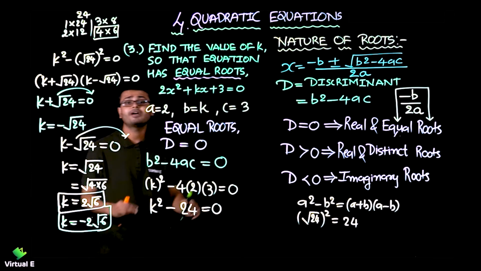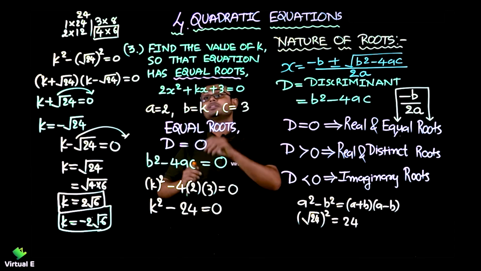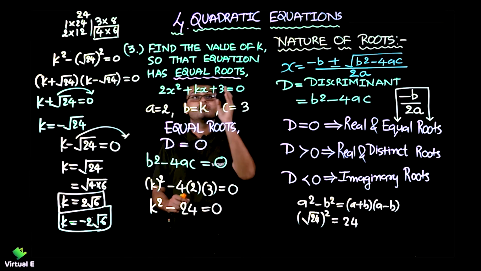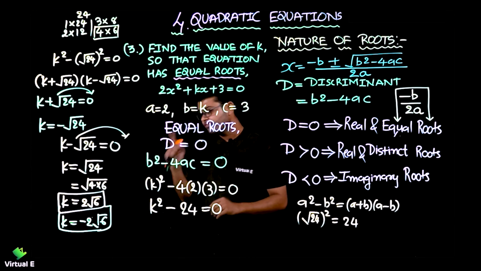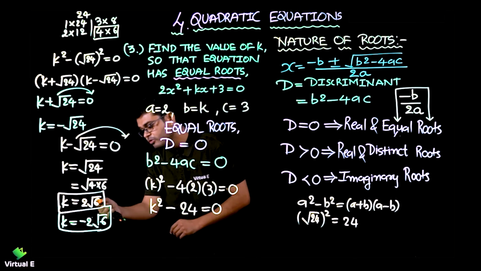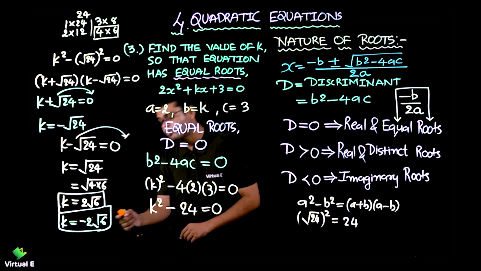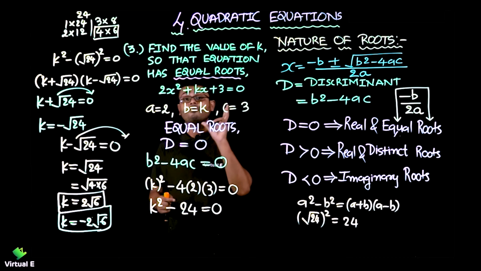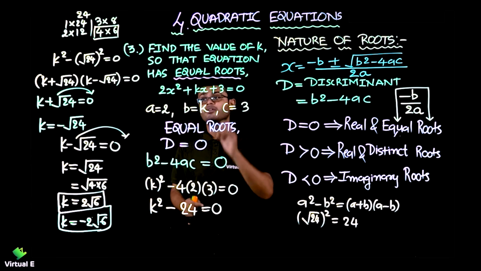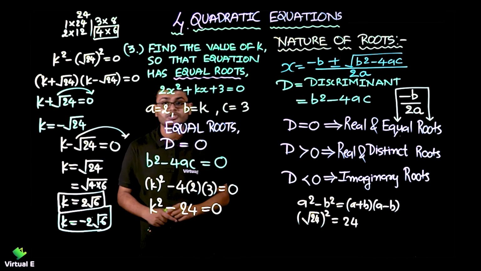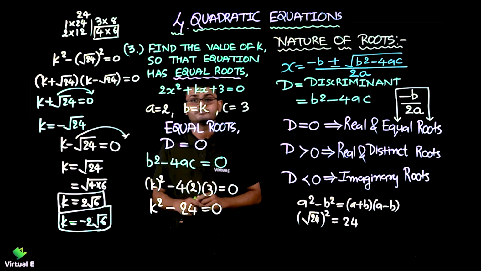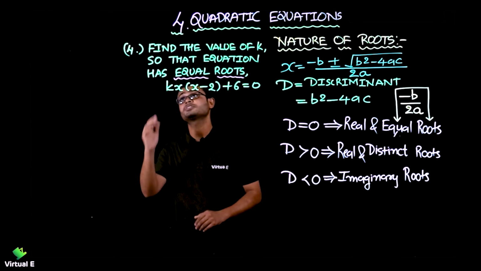We need to find the value of k. So this quadratic equation will have equal roots. If you take k is equal to 2 square root of 6, or if you take k is equal to minus 2 square root of 6, you will get what kind of roots? Equal roots for this quadratic equation. Let's discuss the next sum. Let's start the fourth sum.